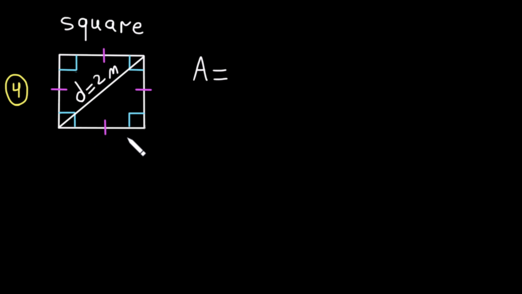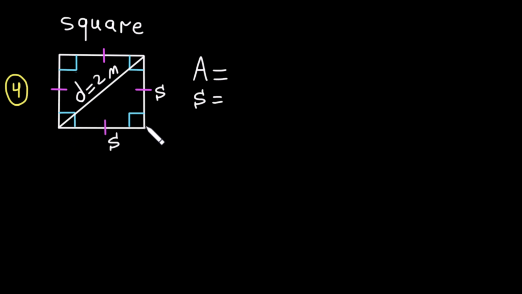The fourth example here, we have a square. Now suppose that the diagonal is 2 meters and we want to find the area of this square, which is A. And also let's say we want to find the side of this square, either this or this.